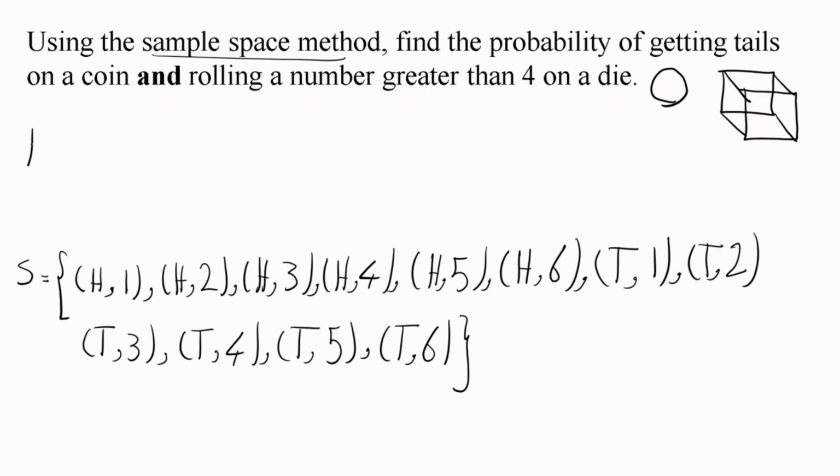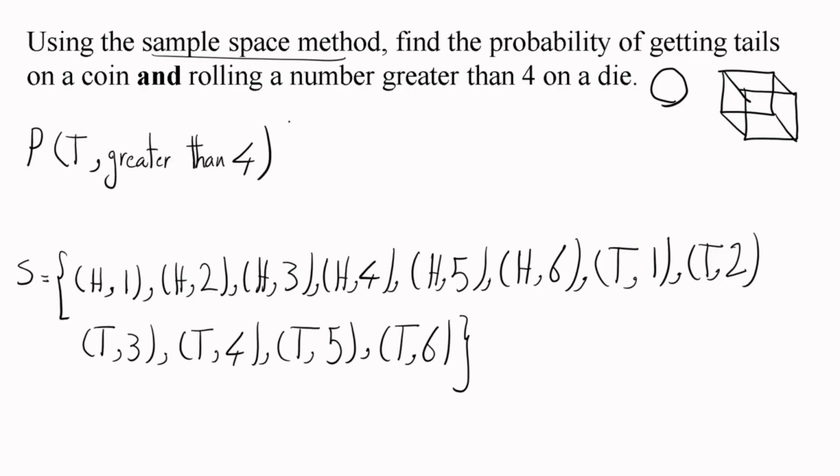Okay, I want to find the probability of getting tails and rolling a number greater than 4. So I must write greater than 4. Greater than 4 means 5 and 6 on a die.